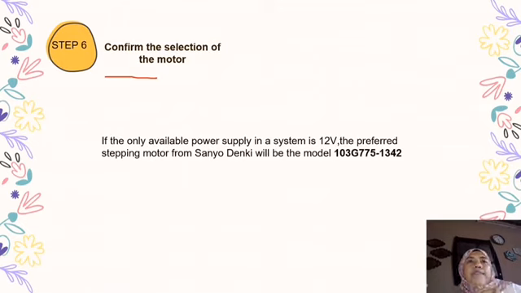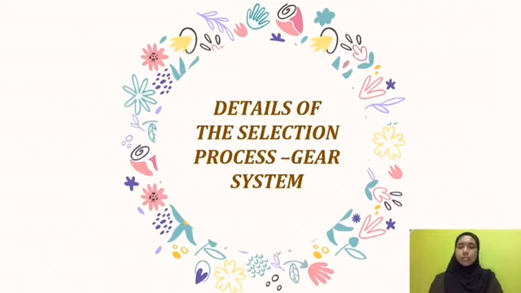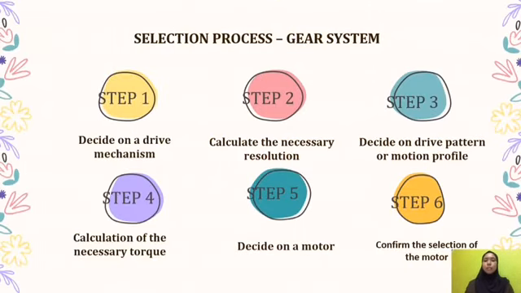If the only available power supply in a system were 12 volt, the preferred stepping motor from Sanyo Denki will be the model 103G7751342. Details of the selection process is gear system. Selection process gear system has 6 steps.